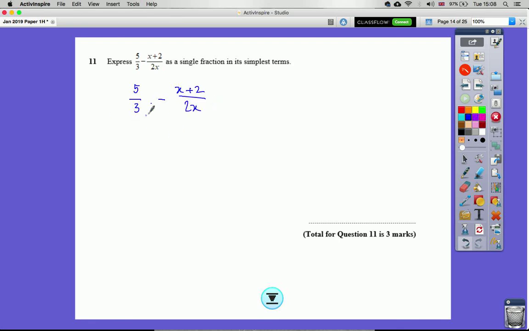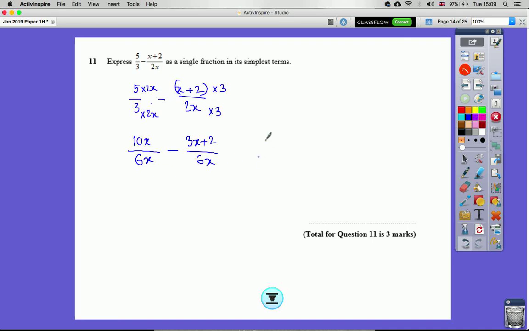I need to make the denominators the same, so I will multiply the 3 by 2x and the 5 by 2x, and I'm going to multiply the 2x by 3 and the x plus 2 by 3 as well. So in the numerator I will get 10x over 6x. Here I will get 3x plus 2 over 6x.